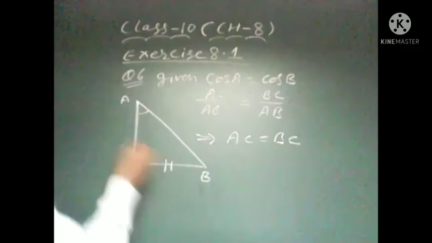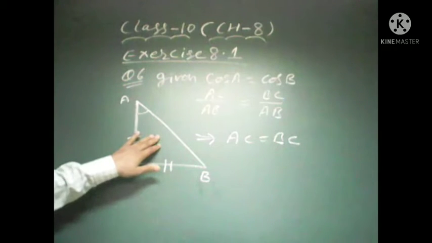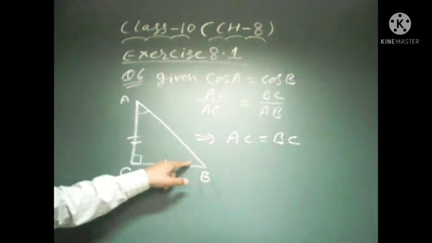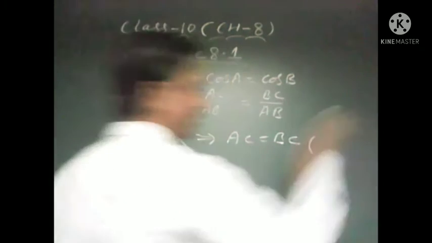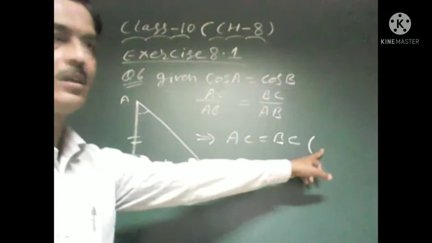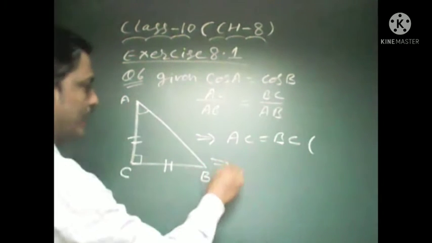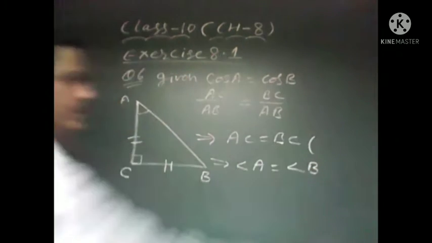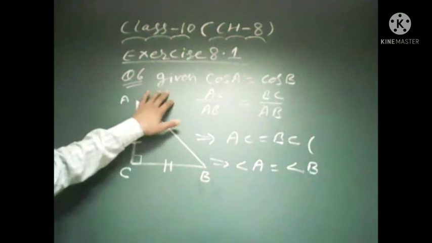It means these two sides are equal. And we know the property of a triangle: if two sides are equal, then their opposite angles are also equal. Angles opposite to equal sides are also equal. We use this property here in triangle ABC. AC is equal to BC. That's why angle A is equal to angle B. Right? This is question number 6.